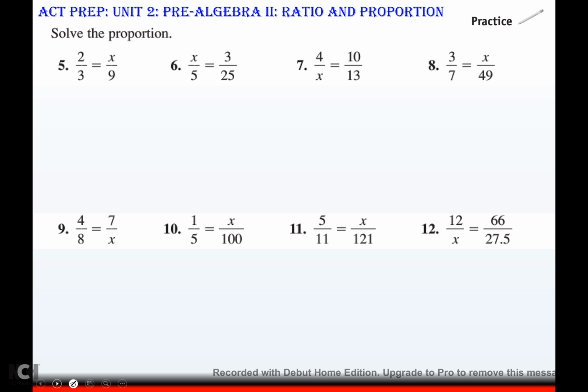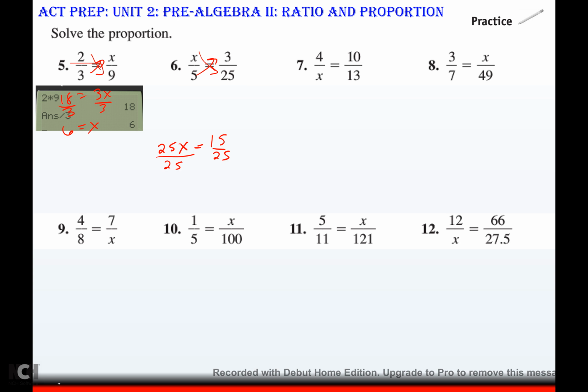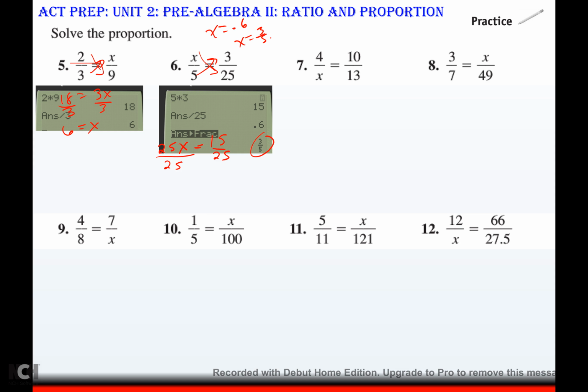Solving the proportion. Alright, I got 2 times 9, which is 18, equals 3 times x, which is 3x. Divide by 3, and x equals 6. Yeah? Number 6, you're going to have x times 25, which is 25x, equals 5 times 3 is 15. To solve for x, I'm going to divide by 25, and I get 0.6. But if they want their answer as a fraction, enter it, and you would get 3/5. You can either say x equals 0.6, or you can say x equals 3/5.